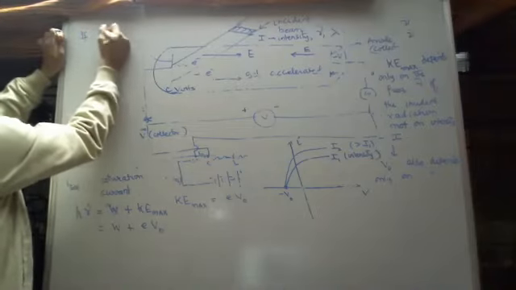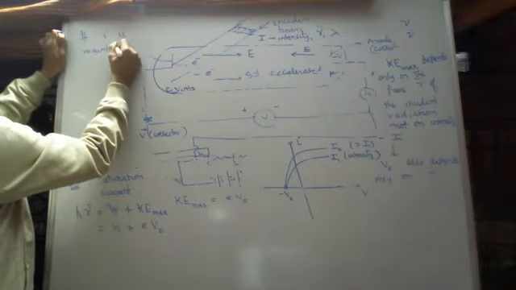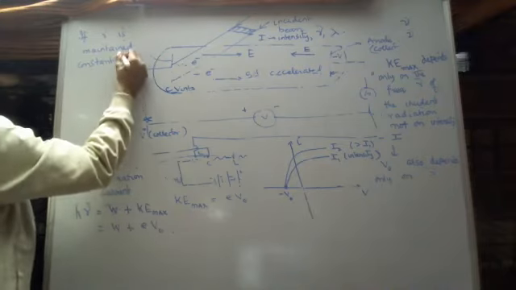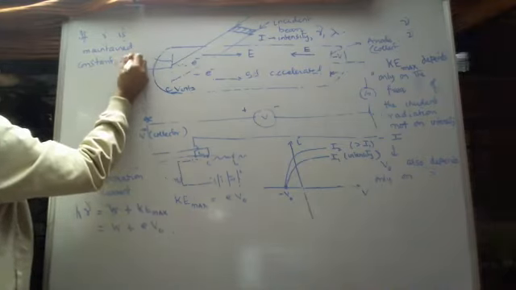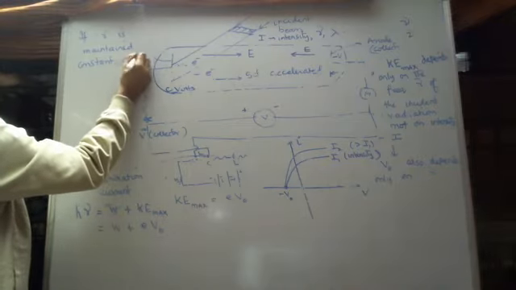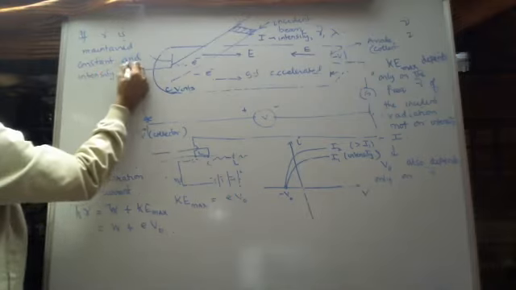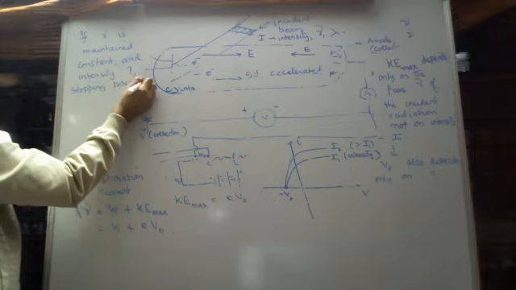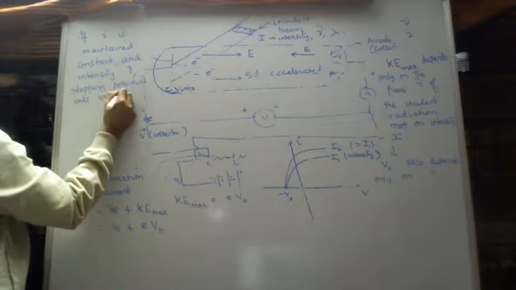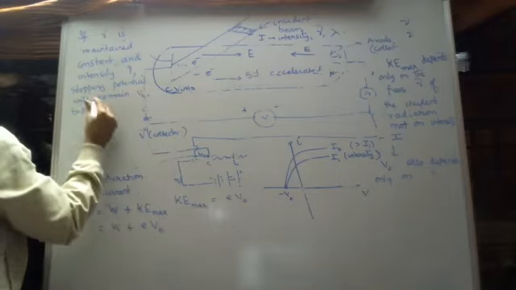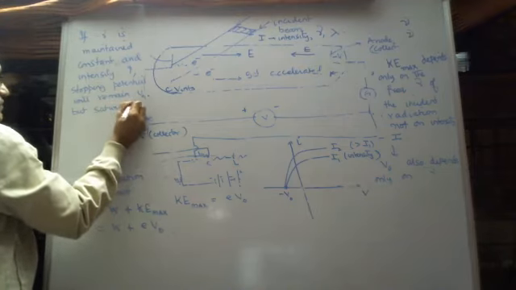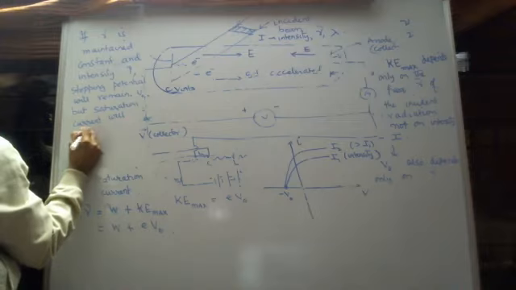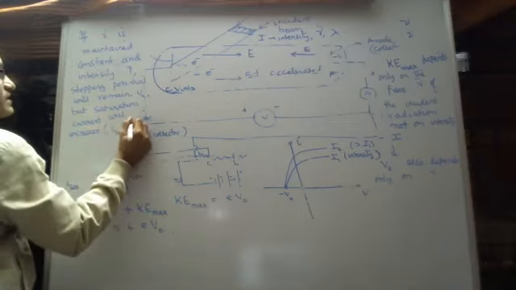If nu is maintained constant and intensity increases, stopping potential will remain the same, saturation current will increase. That means I sat increases.